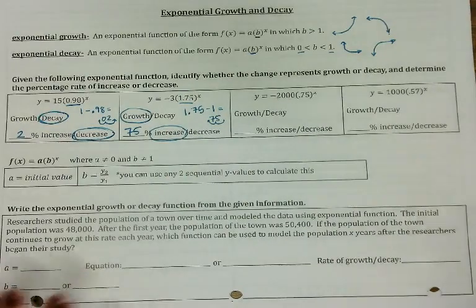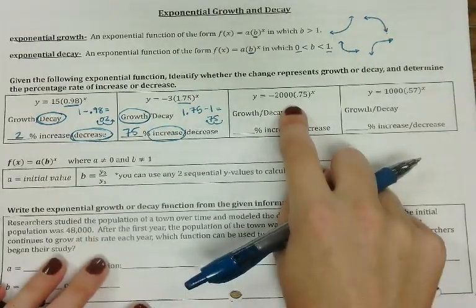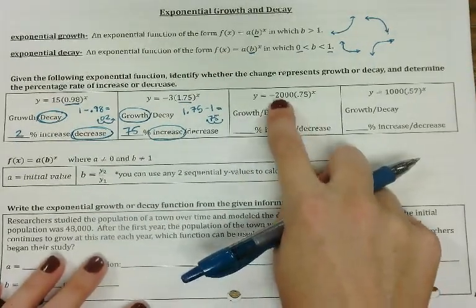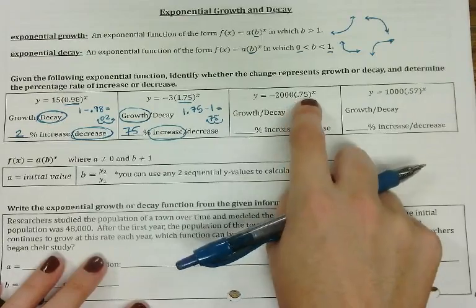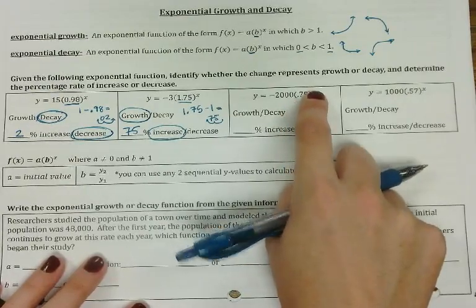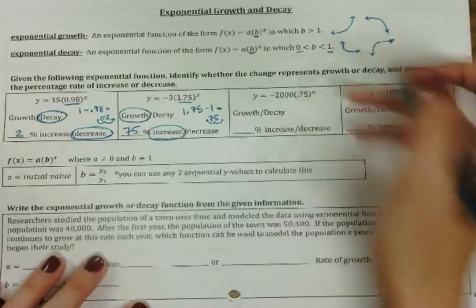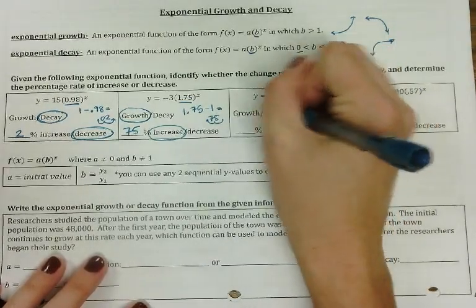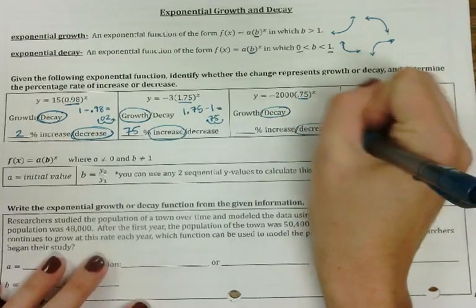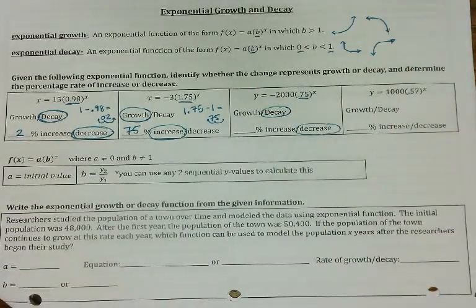You move the decimals. All right, so let's look at this one right here. Negative 2,000 times 0.75 to the x power. So, Emerson, would this be growth or decay? This would be decay because it's smaller than 1. And if it's decay, it's going to be a decrease, right? So that decay means it's decreasing.